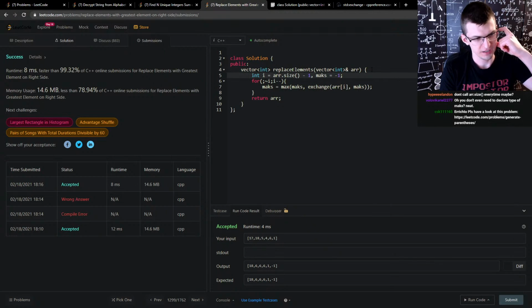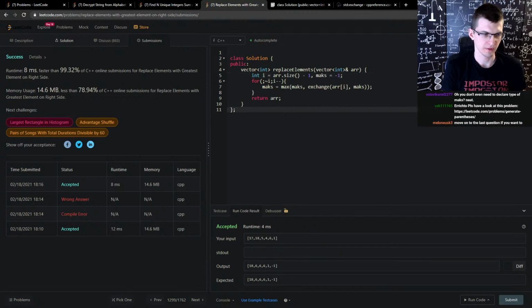Generate parentheses again. So what's CSK? What's up with this problem? Is it hard, easy, interesting? No editorial? Move on to the last question if you want to. Why last question? But yeah, I'm going to move on to the next question.